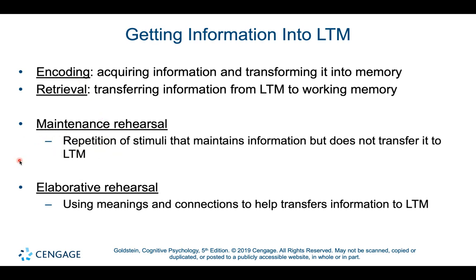We've already discussed maintenance rehearsal in short term memory. This is the phone number you're trying to remember, and so you repeat it in your head, or maybe the door code to get into your friend's house. They tell you the code, and you just repeat it, so that you can maintain that information in mind, and then use it to open the door or place the phone call. So, in general, this kind of maintenance rehearsal doesn't do a good job of encoding or transferring information into long-term memory.